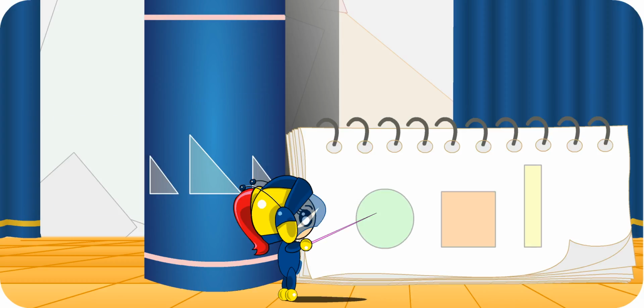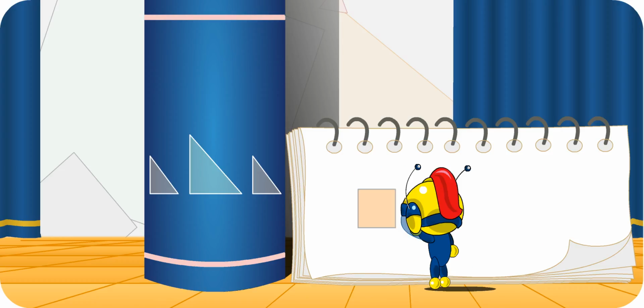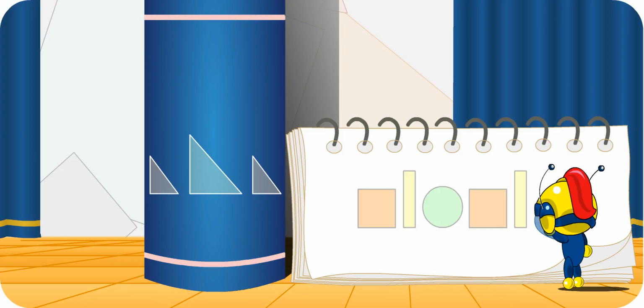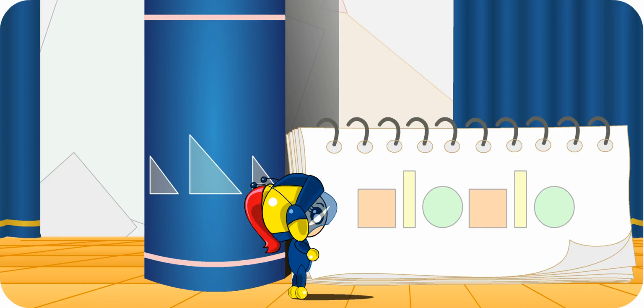We can form patterns using different shapes. Very good, Turbo Girl. Can you use the shapes given here to form a pattern? Well, Turbo Girl, you have just formed a pattern using different shapes. Very good. This pattern is made up of two sets of these shapes, a square, a rectangle, and a circle. These shapes are repeated in the same order.